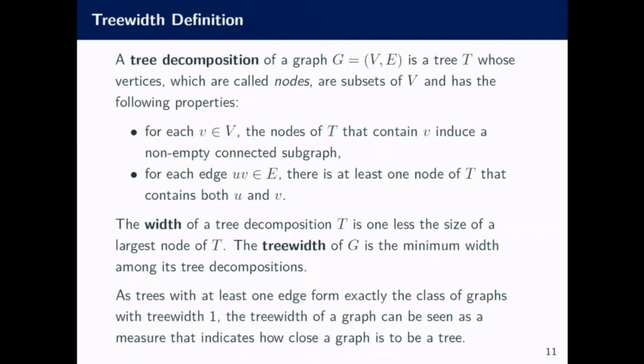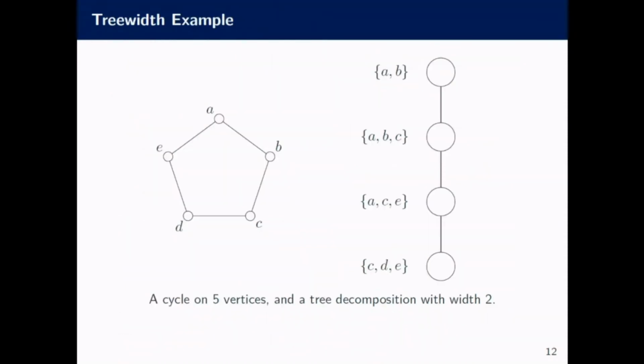Trees with at least one edge form exactly the class of graphs with treewidth 1. The treewidth can be seen as a measure that indicates how close a graph is to being a tree. Here, for example, we have the cycle on 5 vertices, and on the right side we have a tree decomposition of width 2. You can easily check that it respects the definition.